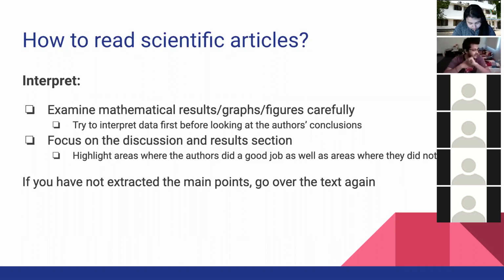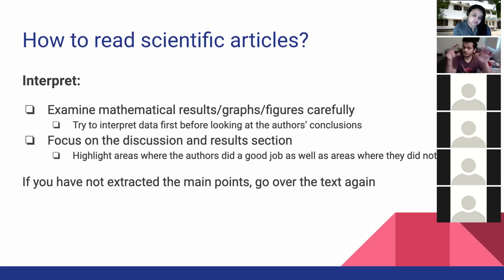So that's one thing. Besides that, there is the discussion and result section. It's always there. Discussion and results is always there. So you look at that section, and they sort of summarize what they did in the paper, right? It's more like a summary of the whole paper and the key highlights, the key important factors or key points in this paper. So you read that section, and then again you highlight areas where the authors did a good job and the areas where they did not.